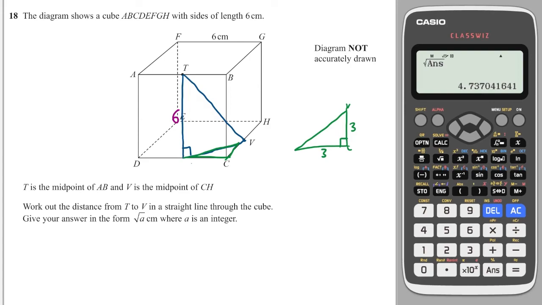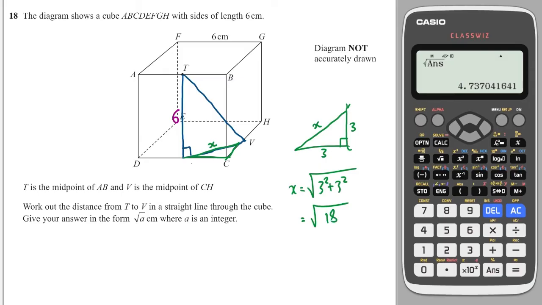Great. So using Pythagoras' theorem, this side length, let's call it x down here, x here, is equal to the square root of 3 squared plus 3 squared, which is equal to the square root of 9 plus 9, which is equal to the square root of 18.